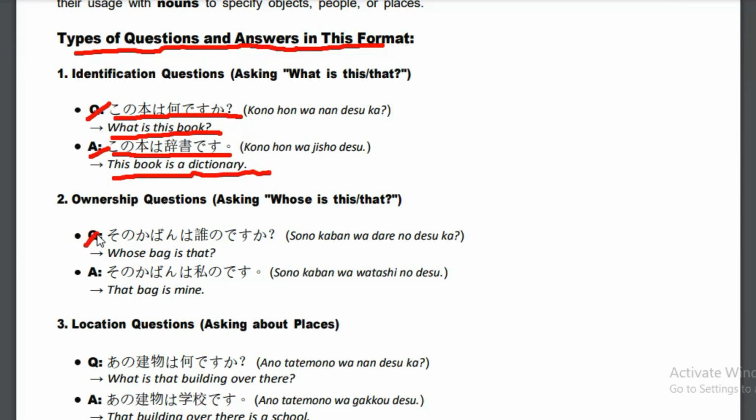So the next question is Sono kaban wa dare no desu ka? Means whose bag is that? So the answer would be Sono kaban wa watashi no desu.